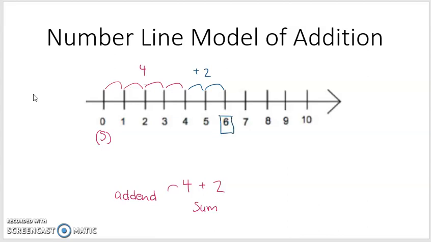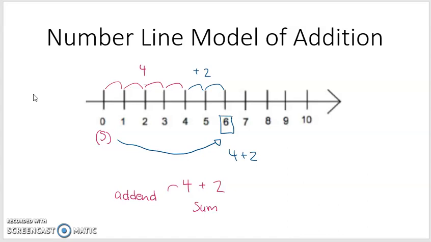So on the number line, 4 plus 2, if I start at 0, 4 plus 2 would be that ending point, 6. And that's a little more sophisticated conception of number, by the way, because in this case, numbers don't represent numbers of objects, but they are sort of abstract things on a number line.